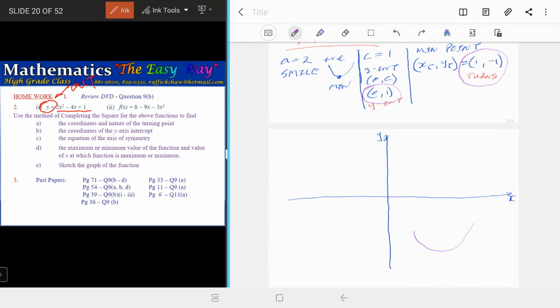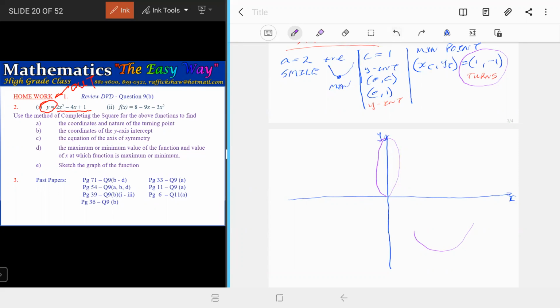Where would this point be on the y-axis? Would it be up here, or would it be down here? Top or bottom? Which one? Can you tell me, where would the point 0, 1 be? Up, sir. Yeah, because y values are positive up here. Y values are negative down here, right? So 0, 1 must be somewhere up here. Positive y value, somewhere up here.